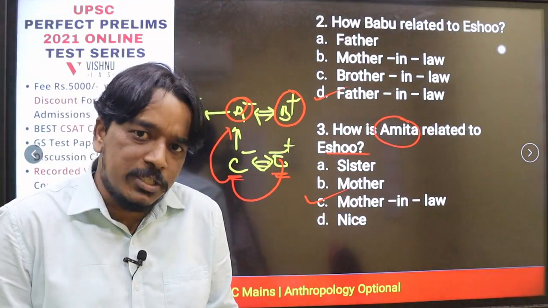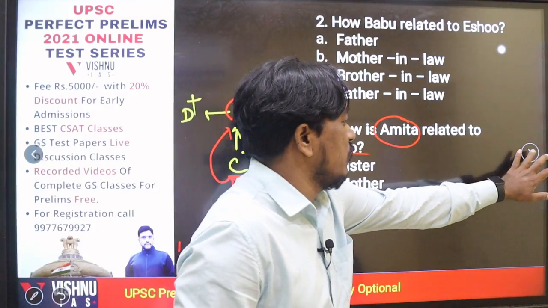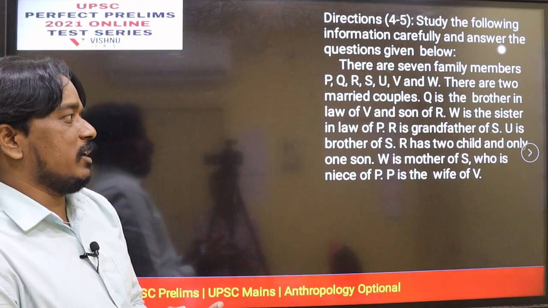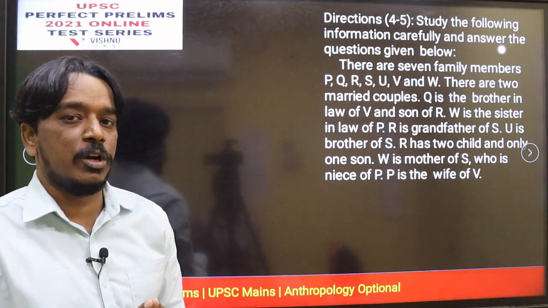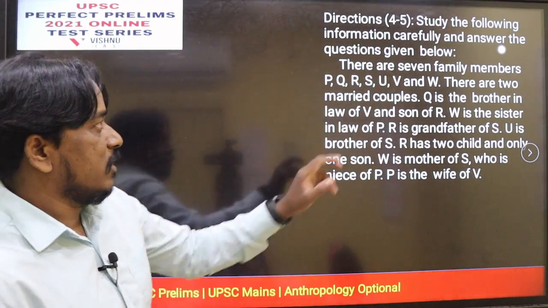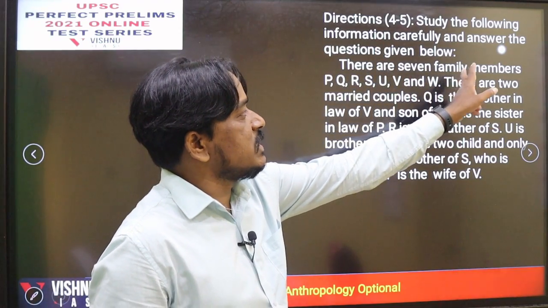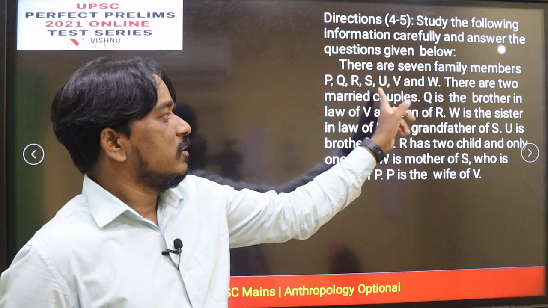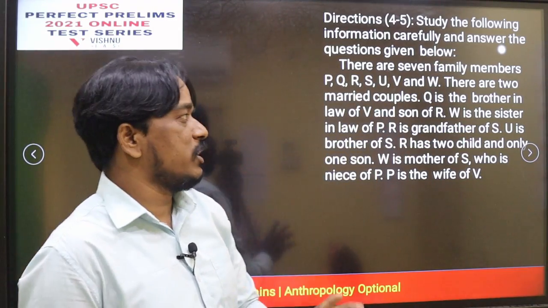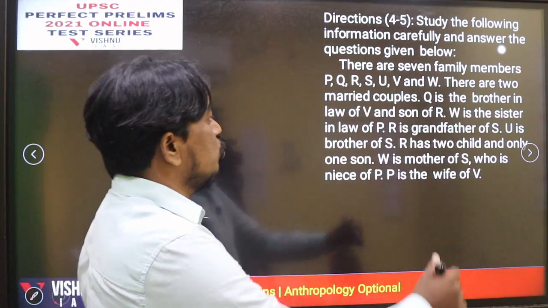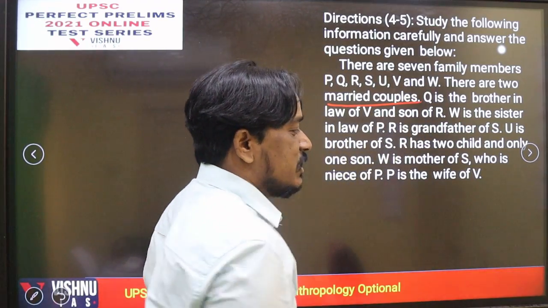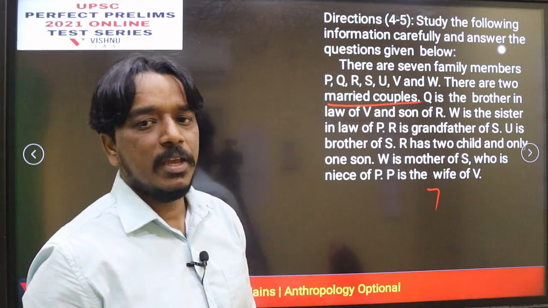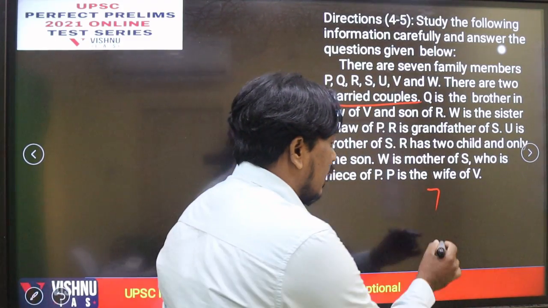Let's try to solve one more of the same model, moderate to difficult level. If you observe the data here, these types of questions are very important for UPSC CSAT. Now, there are 7 family members in total. These are the names; no need to focus on names. There are 2 married couples. All these conditions are important. The first condition is that a total of 7 members are there, and 2 married couples are there.